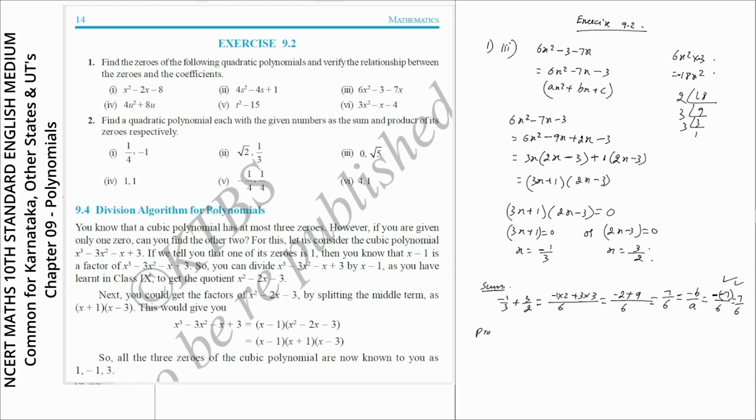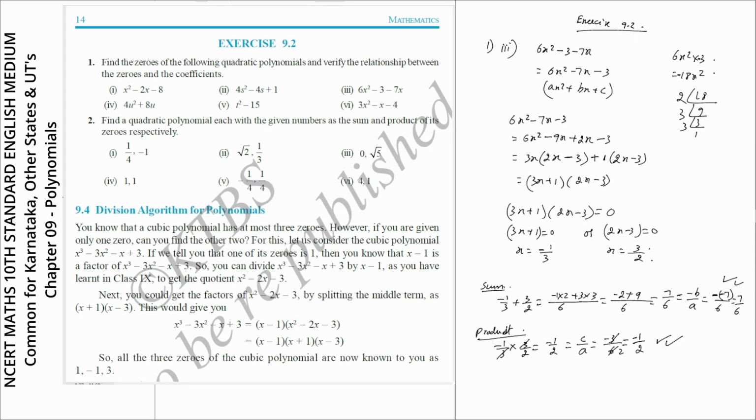And now the product. So minus 1 by 3 into 3 by 2. The 3s will get cancelled. I'll get minus 1 by 2. So this should be equal to c by a. What is c? C is minus 3. What is a? A is 6. So 3 1s are 3, 3 2s are 6. So minus 1 by 2 equals minus 1 by 2. So this condition also is satisfied.